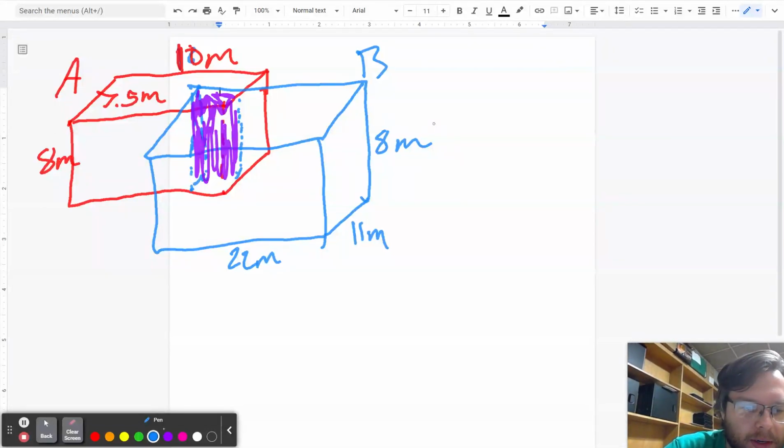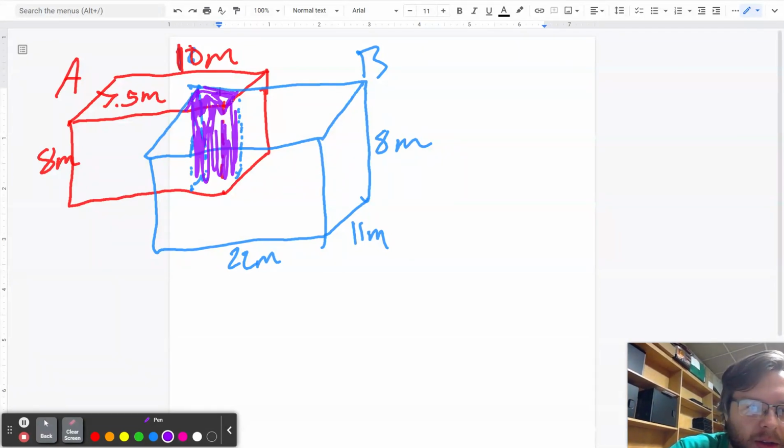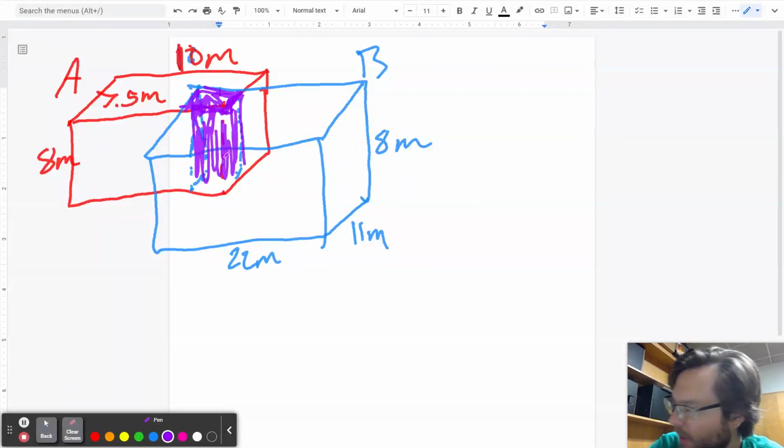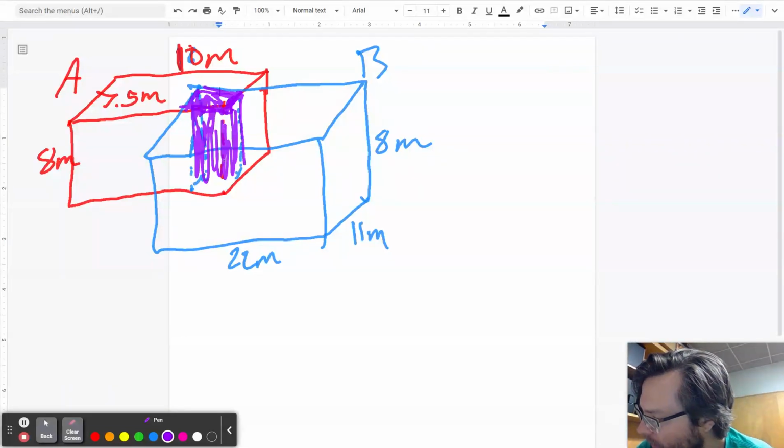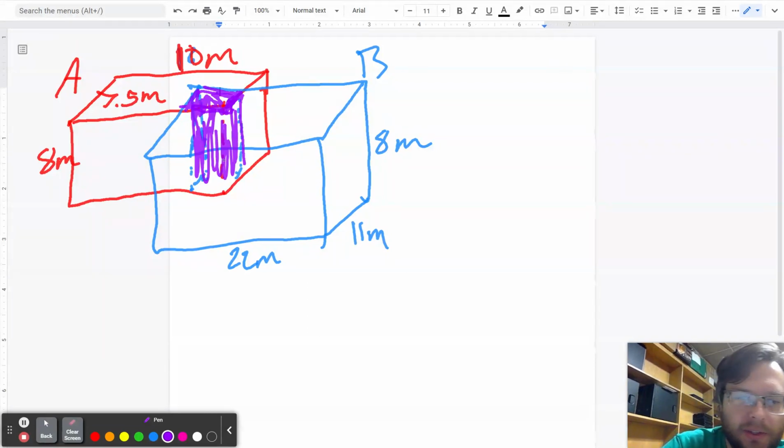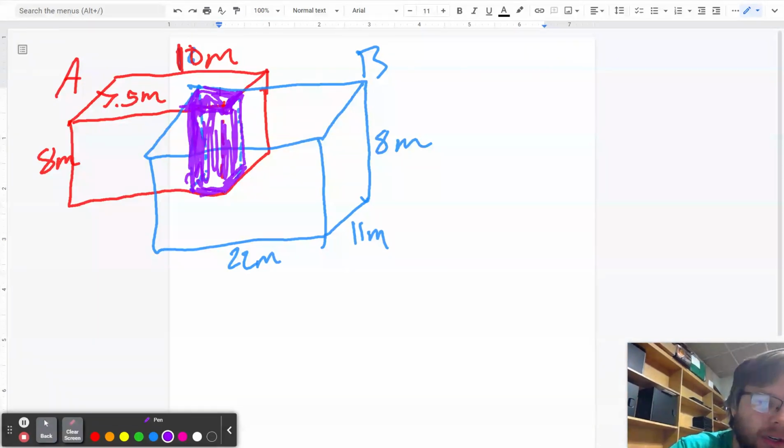So let's think about our little purple intersection zone here. It tells us the intersection forms a prism with a square base of 5. It's nice that they also told us that because otherwise there'd be no way to figure out exactly how far they intersect. So I can label this now as 5 meters by 5 meters.